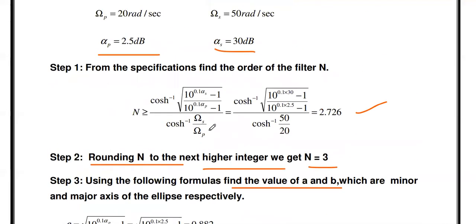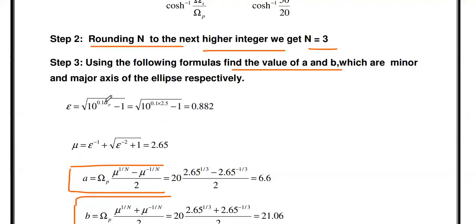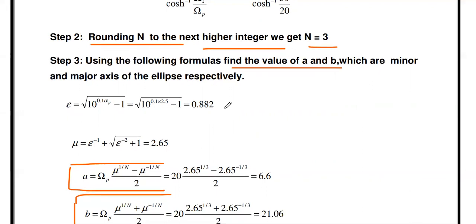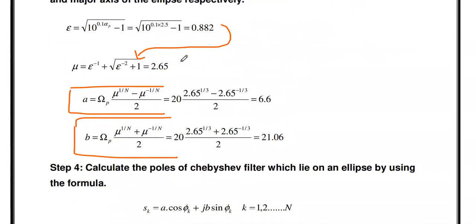Okay, so what is epsilon? Epsilon is equal to square root of 10 to the power 0.1 alpha p minus 1. So square root of 10 to the power 0.1 times 2.5 dB minus 1. So the answer is 0.882. Okay, so once you have calculated epsilon, you substitute in mu. Okay, so the mu answer is 2.65.